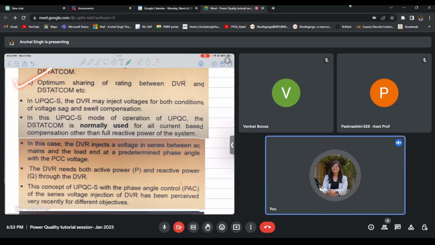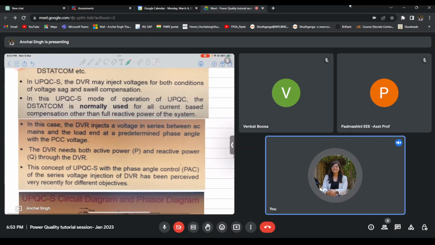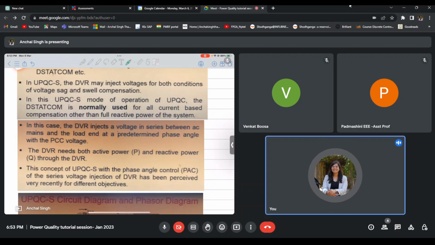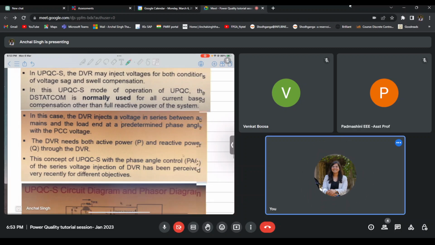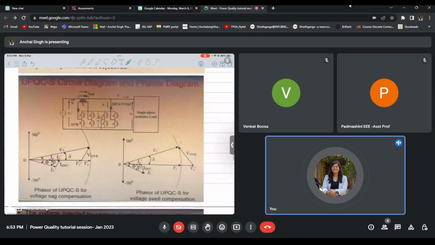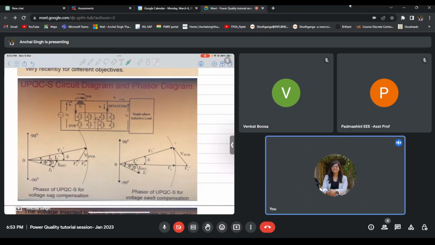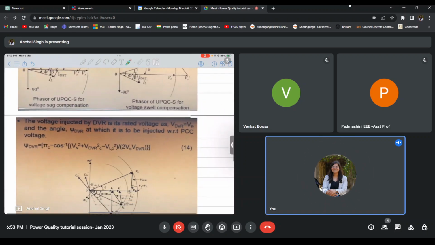In UPQC-S, the DVR may inject voltages for both conditions of voltage sag and swell. In this mode of operation of UPQC, the D-STATCOM is normally used for all current-based compensation other than full reactive power of the system. If you look at the phasor diagram, as I mentioned, in UPQC-S this VDVR component can be at any phase. So here you can see it's not just 90 degrees or just in phase. It can be any angle. This is just one example given here. Depending on whether you are trying to solve a sag problem or a swell problem, it will be able to solve it. So this is the most generic one.